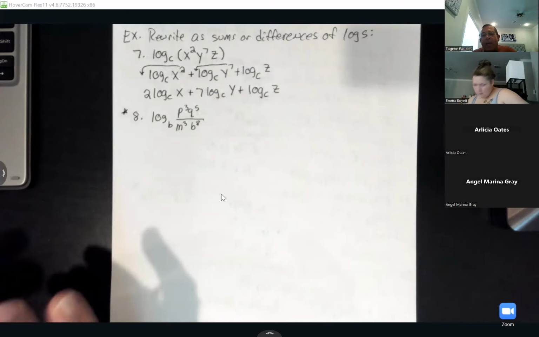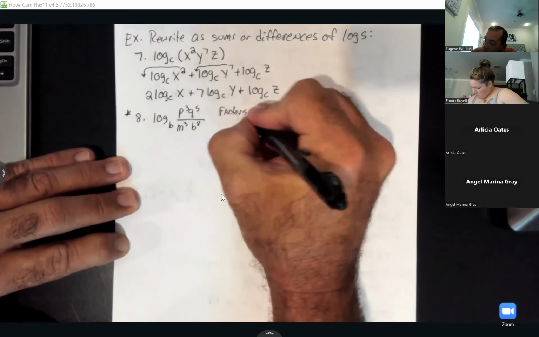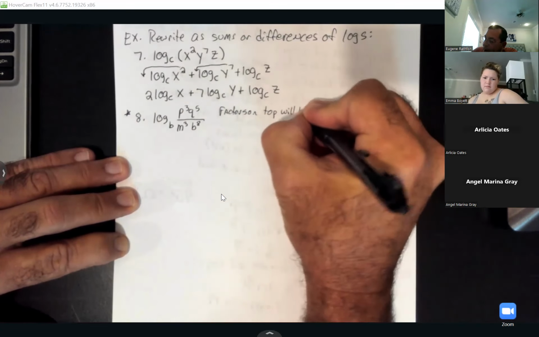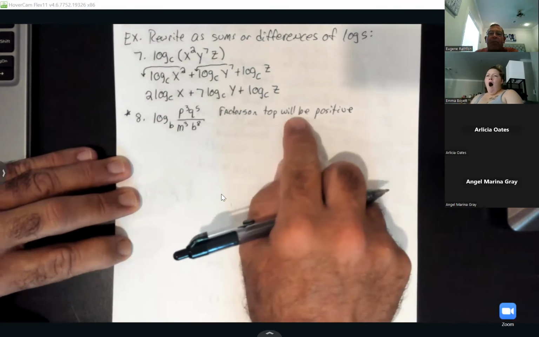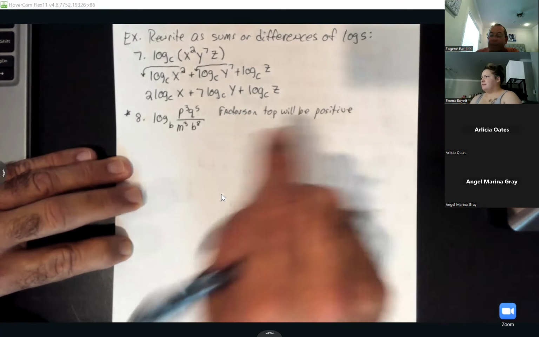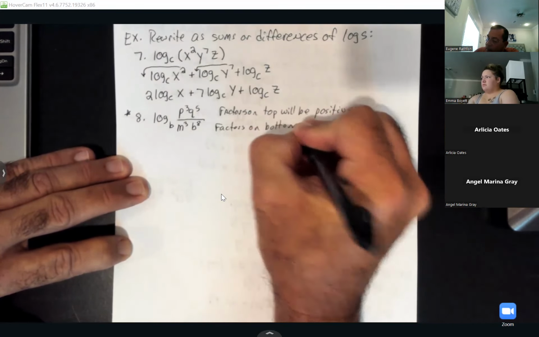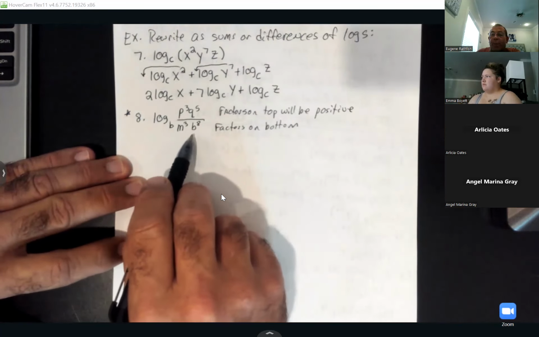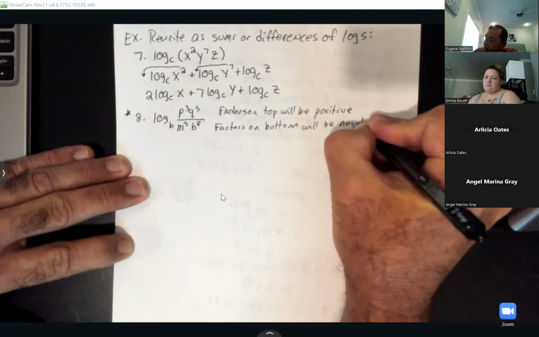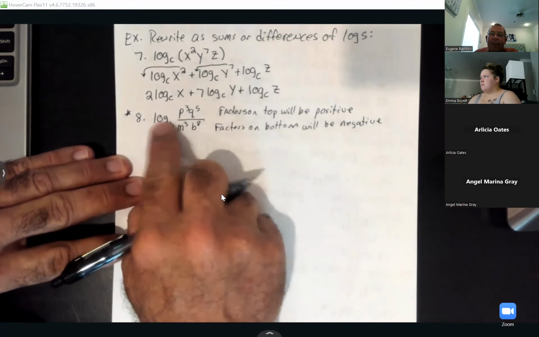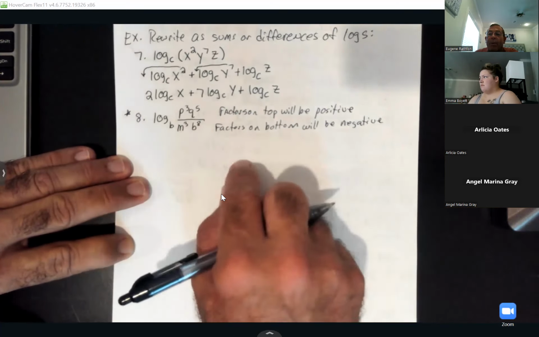So here's the thing when you rewrite this one. The factors on top will be positive, because remember, they're being multiplied on top, so they're going to be rewritten as a sum. So they'll be positive. The factors on bottom, well, remember, it's like this stuff is being subtracted when they're on the bottom. So the factors on bottom will be negative. Follow that every time. Anytime you got a fraction, the factors on top will be rewritten positive, which is added. The factors on bottom will be subtracted.